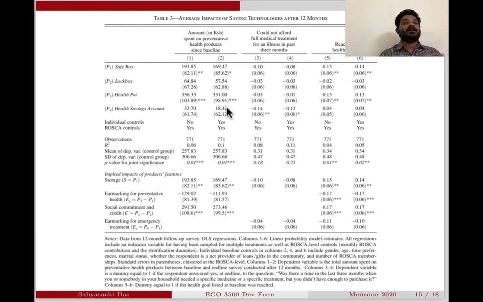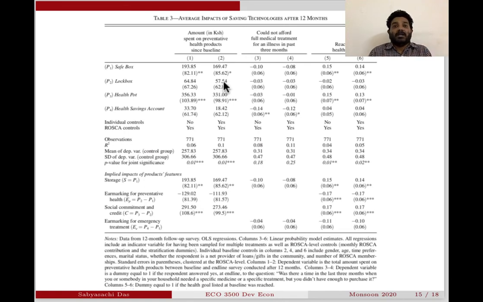So basically, when it comes to purchasing these relatively cheap preventative health products like bed nets, it looks like the first treatment, which has storage but does not have any liquidity constraint, where you don't have to lock your money in for a certain point in time, seems to be important. Just the fact that you have a separate box meant to collect money for health products, this mental accounting, along with the possibility that in case you need the money for an emergency you have access to it, allows people to save. But locking the money in doesn't allow you to.